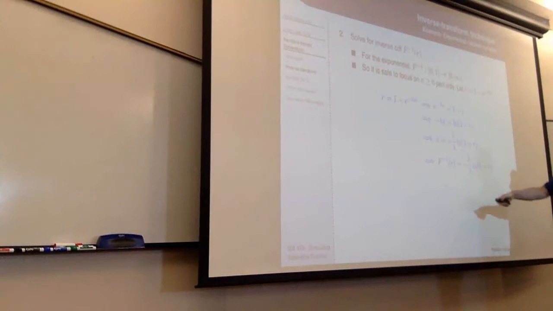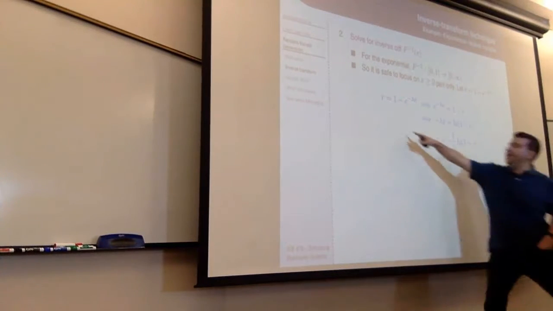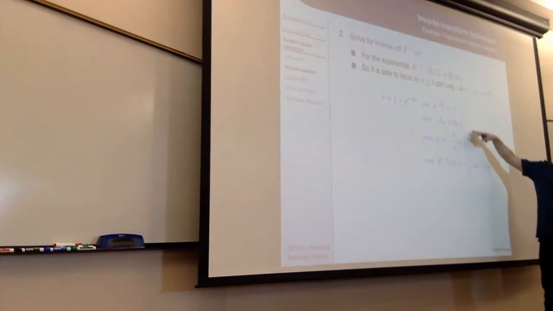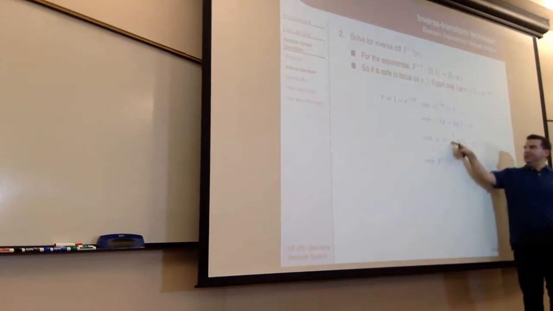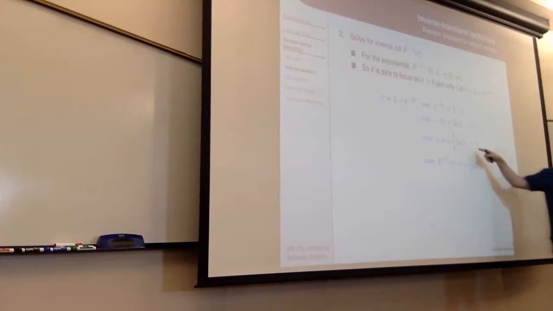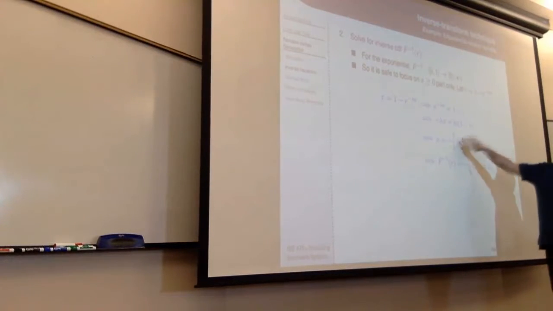Setting r equal to that and going down through here ends up giving me an expression: x is equal to negative 1 over lambda, natural log of 1 minus r. So that is our inverse transform generator.